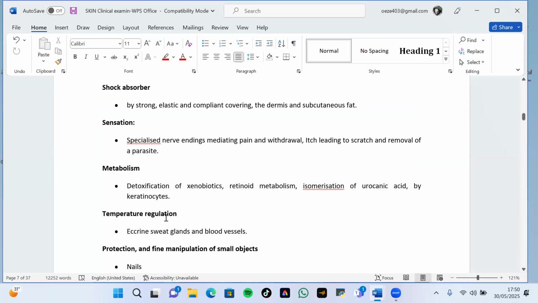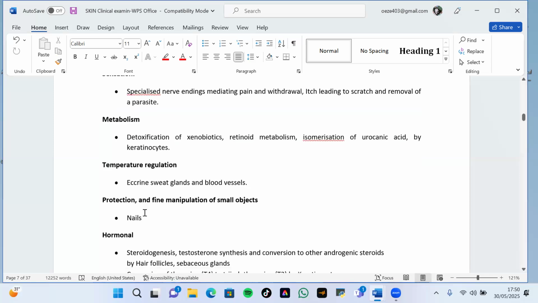The metabolism. It has been identified that the skin has a level of detoxification of xenobiotics, and retinoid metabolism. So the skin can carry out a level of metabolism. Then lastly, temperature regulation. The skin also, through its eccrine sweat gland, the one that produces sweat, helps in regulation of body temperature.